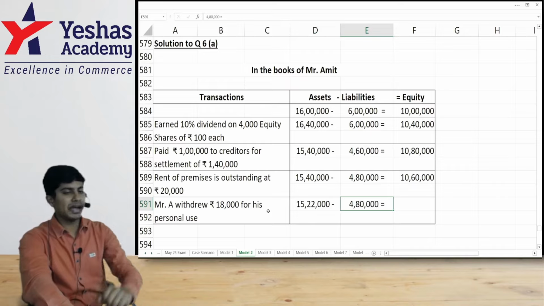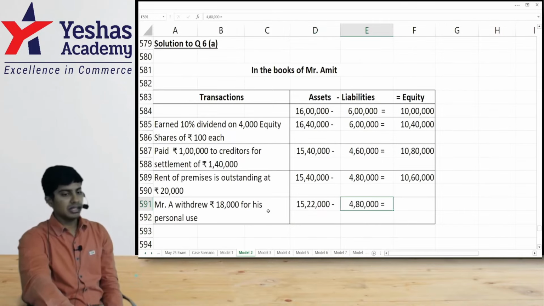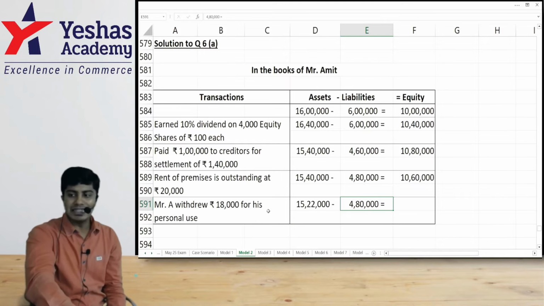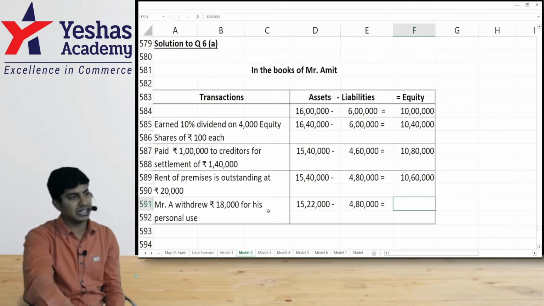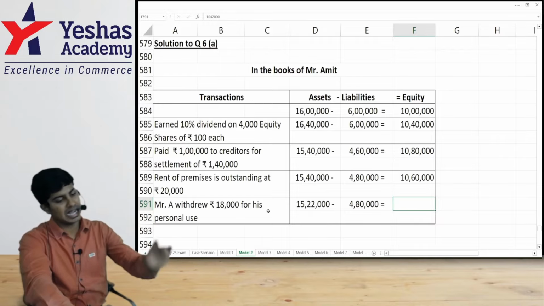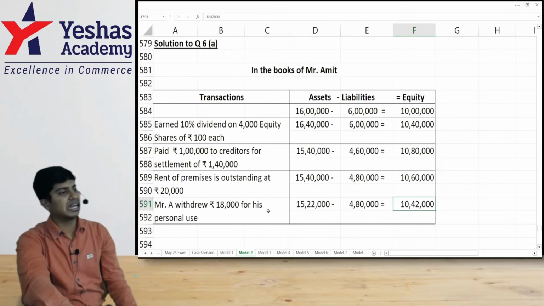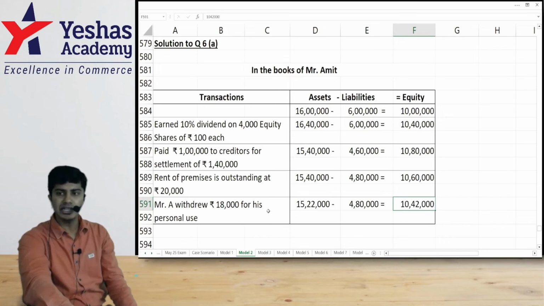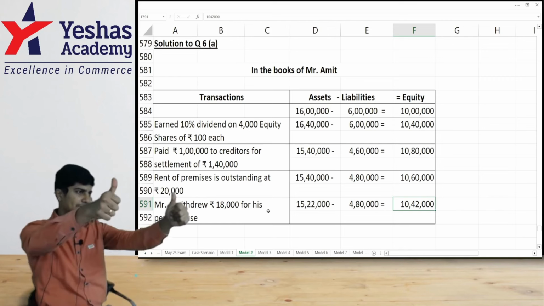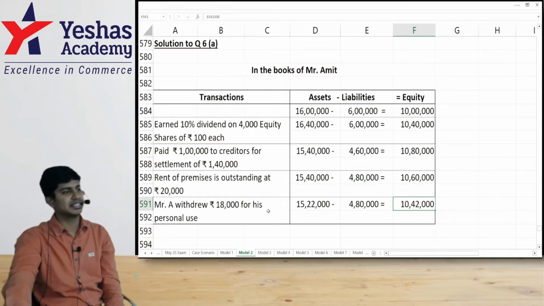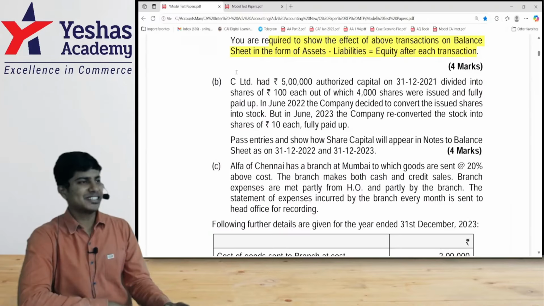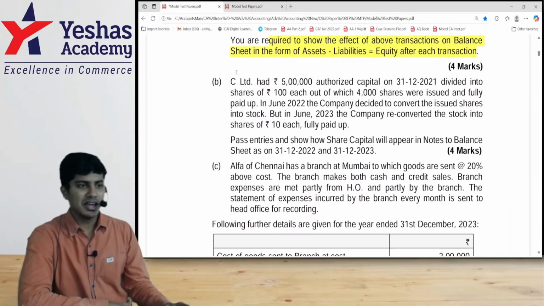This will have no impact on my liabilities, but this 18,000 money withdrawn is drawings, and this drawings will reduce our capital. 10 lakh 60 minus 18, 10 lakh 42. Did you all understand that my assets will reduce by 18,000 and my capital will reduce by 18,000? Correct? Fantastic. This is the answer for question 6A. Let's now solve question 6B from our model test paper number 2.